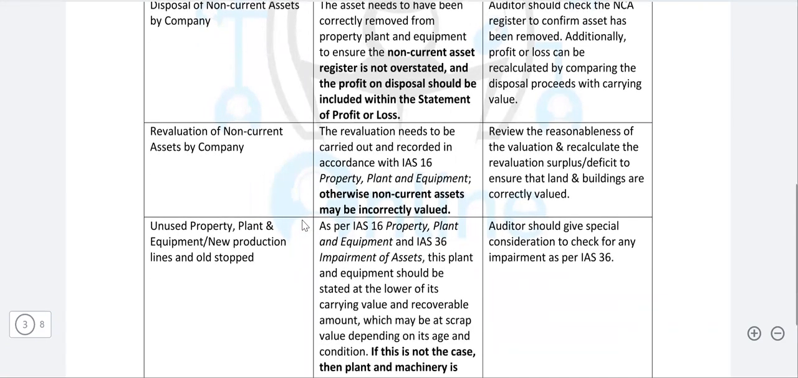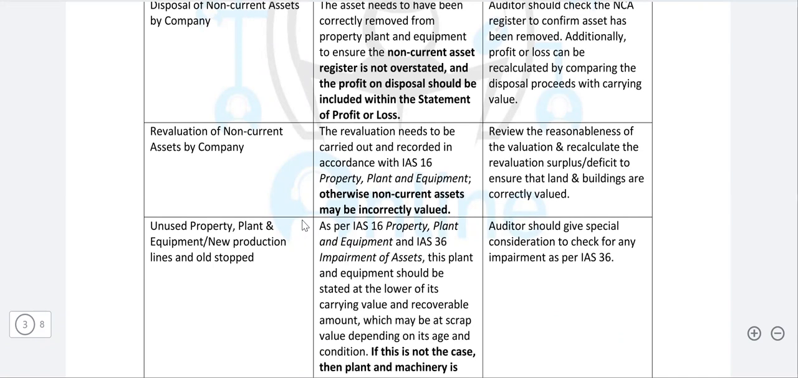Then the revaluation of the non-current asset by the company should be performed according to IAS 16. If that is not the case, the assets may be incorrectly valued. And I told you in the last lecture that there are so many risks related to revaluation you can write, but we can stick to the generic one. Like for example, we can also write, there's a risk that the depreciation may not be charged on the revalued amount, resulting in the understatement of expenses and overstatement of profits.